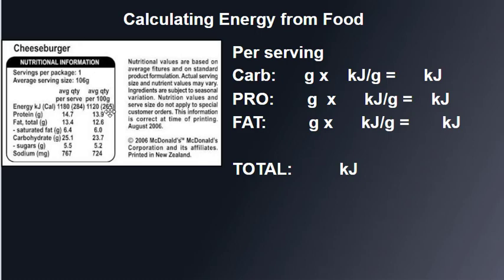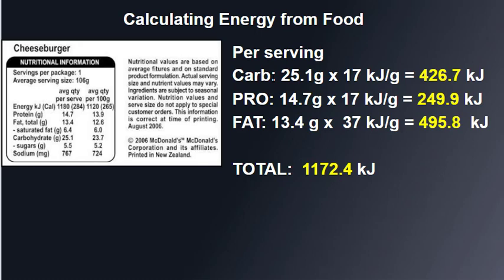Here's another example, this time using the cheeseburger. Again, we need to know the amount in grams for each of the macronutrients: carbohydrates, protein, and fat. In the cheeseburger, we know it's giving us 25.1 grams of carbohydrate, 14.7 grams of protein, and 13.4 grams of fat. We multiply by the amount of energy stored in each of those macronutrients, do our calculations, and we can work out the total amount of energy provided by this particular meal, the cheeseburger.